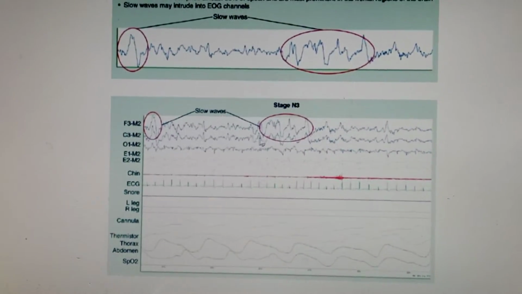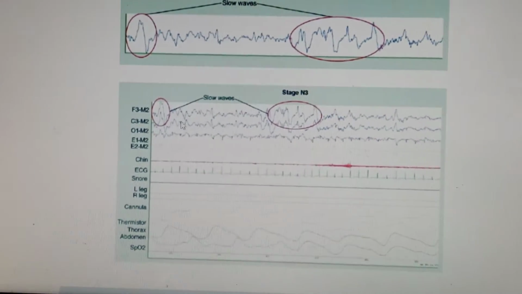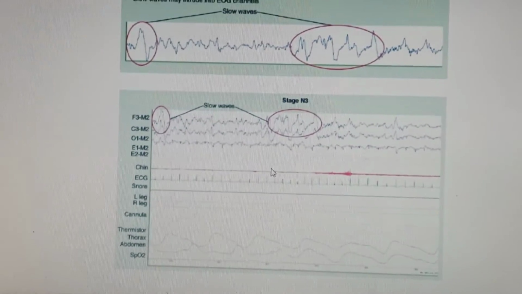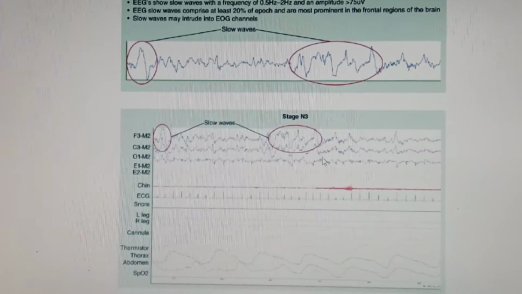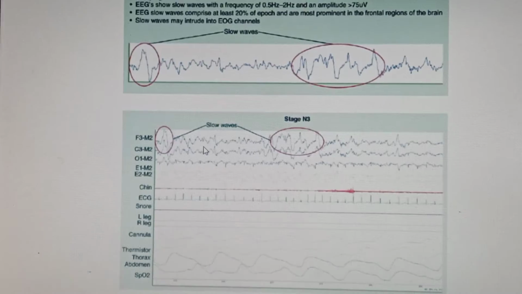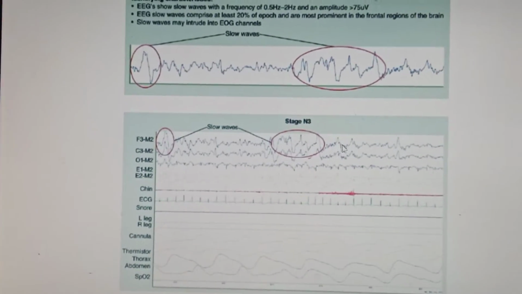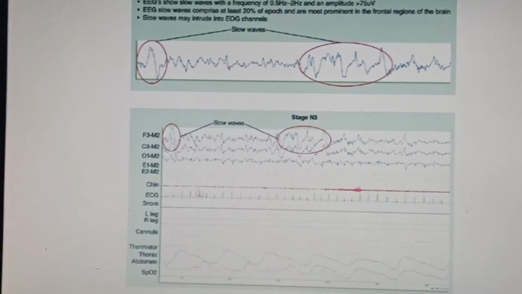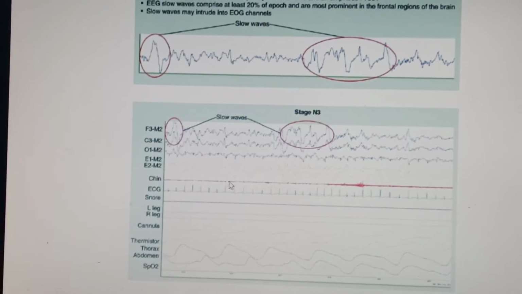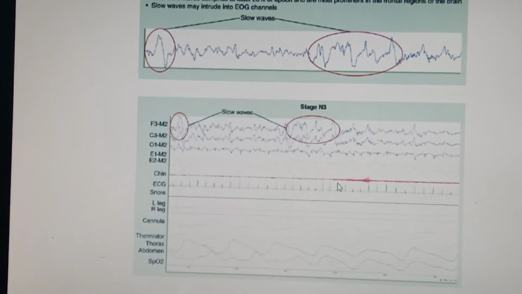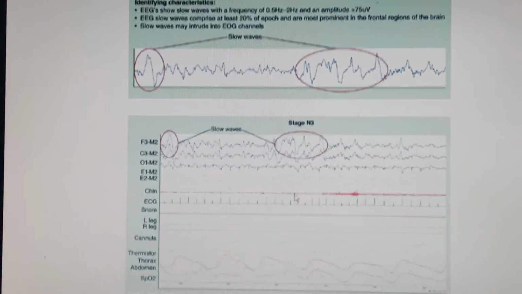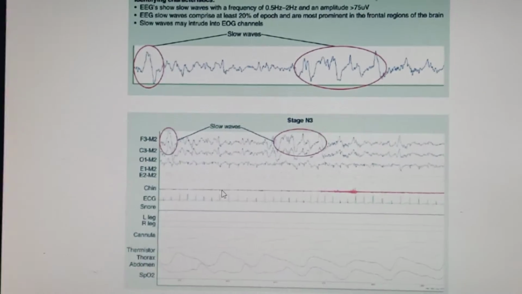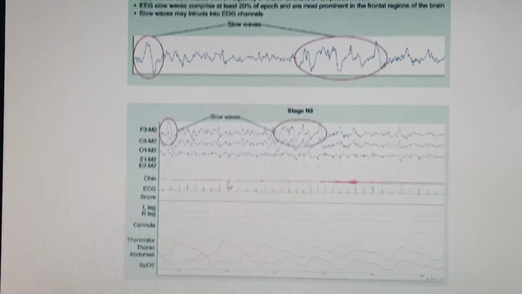So if you see this pattern, you can see slow waves here, and at least this pattern should be 20% of the whole epoch to be scored as N3. And you can see slow waves here, and here also. So this is more than 20%. And the chin tone, look, you will see the chin tone low. This is the lowest chin tone of non-REM sleep. In REM, the chin tone will be at the minimum level.